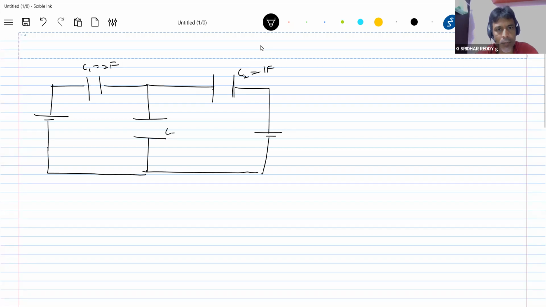1 farad, C3, let it be 3 farad, E1 4 volt, E2 let it be 2 volt. I want the charge on all capacitors. Initially uncharged, I'll switch on the circuit. I'll close the switches. Then we have to calculate the charge here.